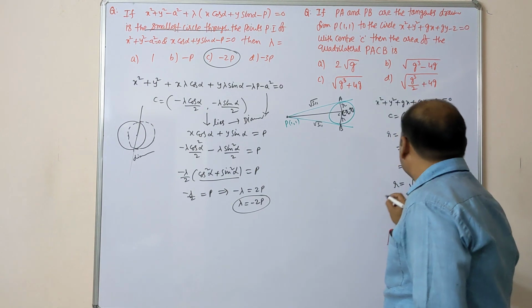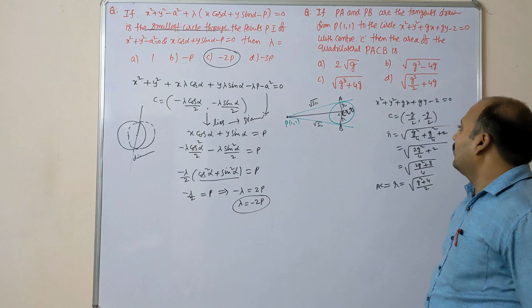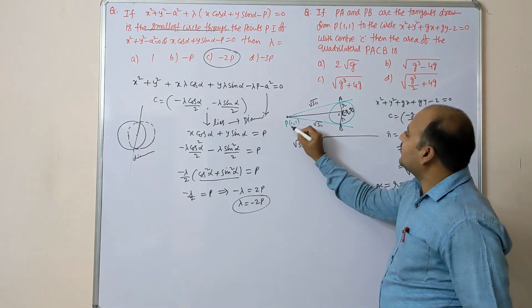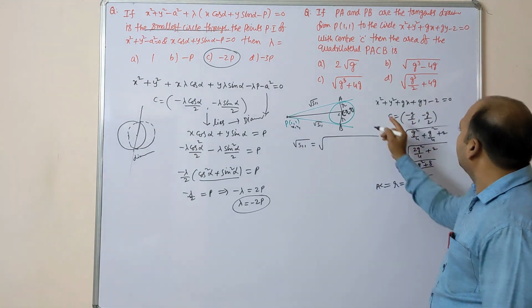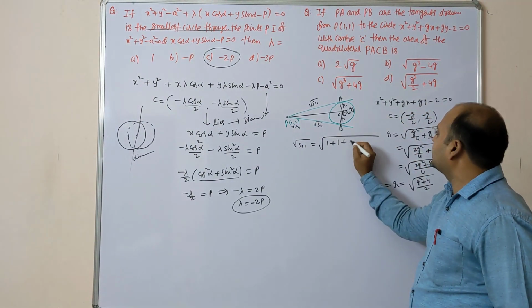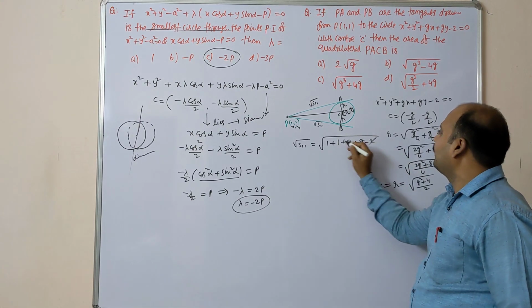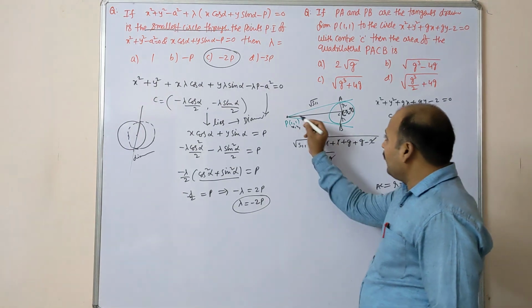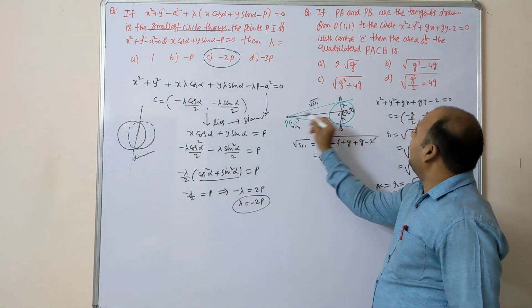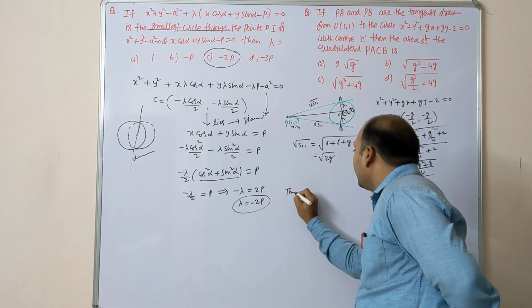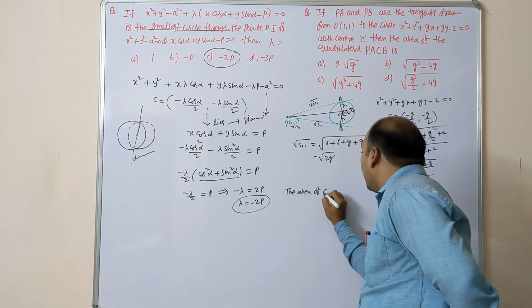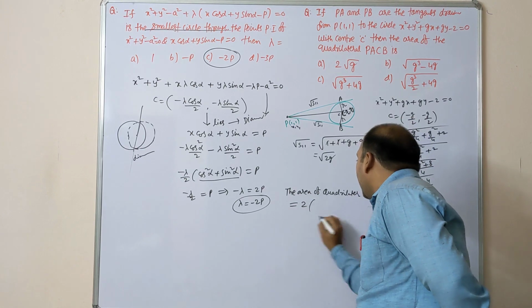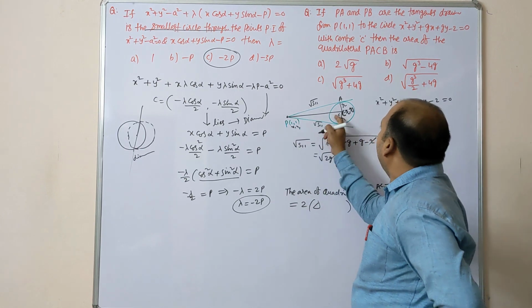Center of the circle, AC. S11 also calculate. Length of tangent equal to root over S11: in place of x1, y1, substitute 1, 1. So 1 square plus g plus g minus 2. So 2g, root 2g. If you want to calculate the area of the quadrilateral, the area of the quadrilateral is equal to 2 times the area of triangle PAC.